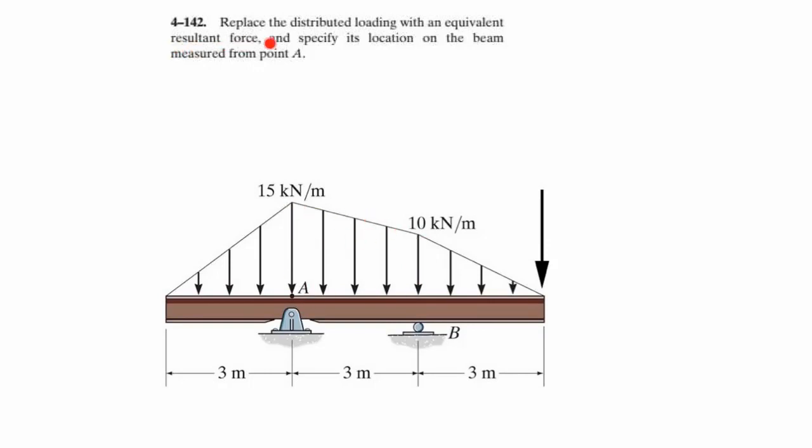And what we're looking for is the equivalent resultant force and its location on the beam measured from point A. To find the resultant force, basically we're looking for the sum of all these loads plus that one. That sum will be the resultant force. So let's draw in the resultant force right now. This is really what we're looking for, the resultant force and the distance, x bar, that it is from point A. This point load we're going to say is 20 kilonewtons.